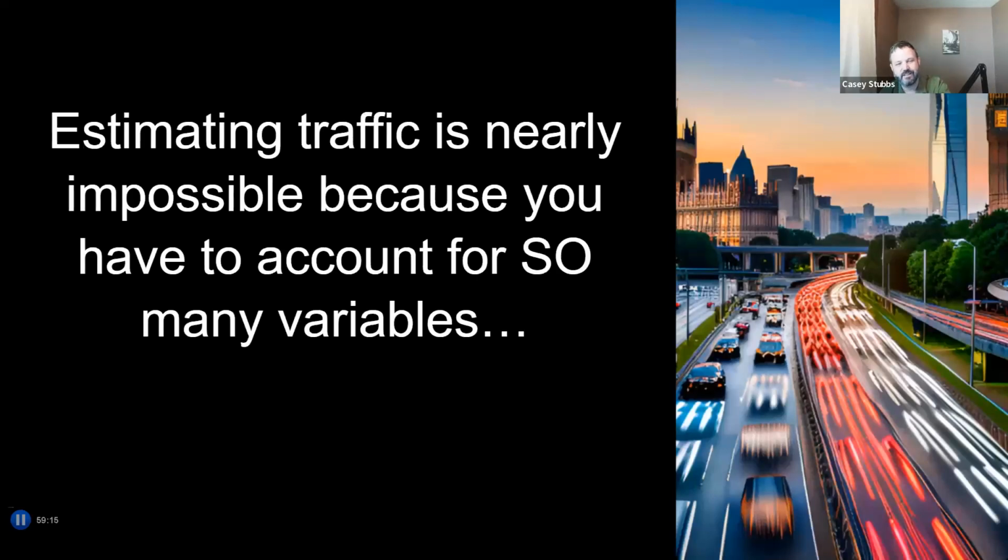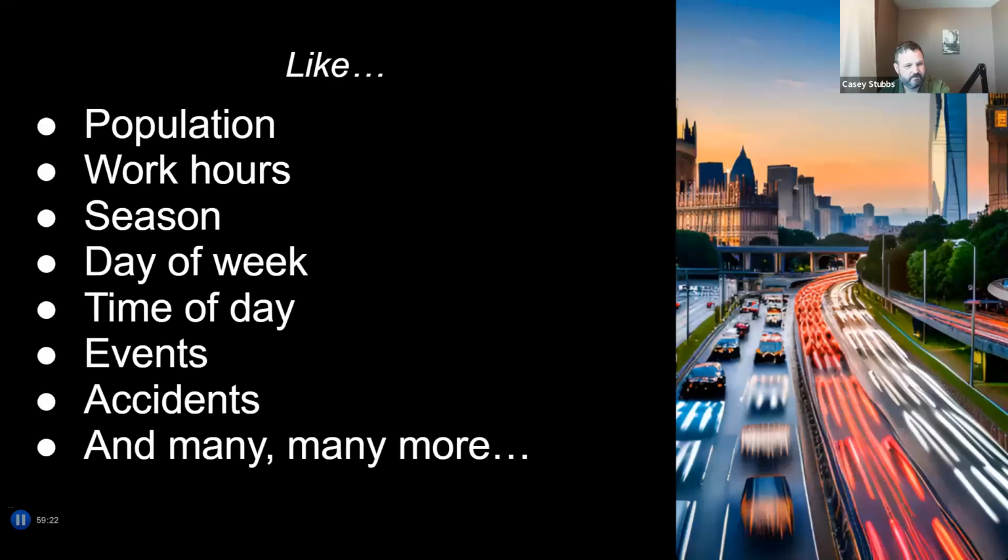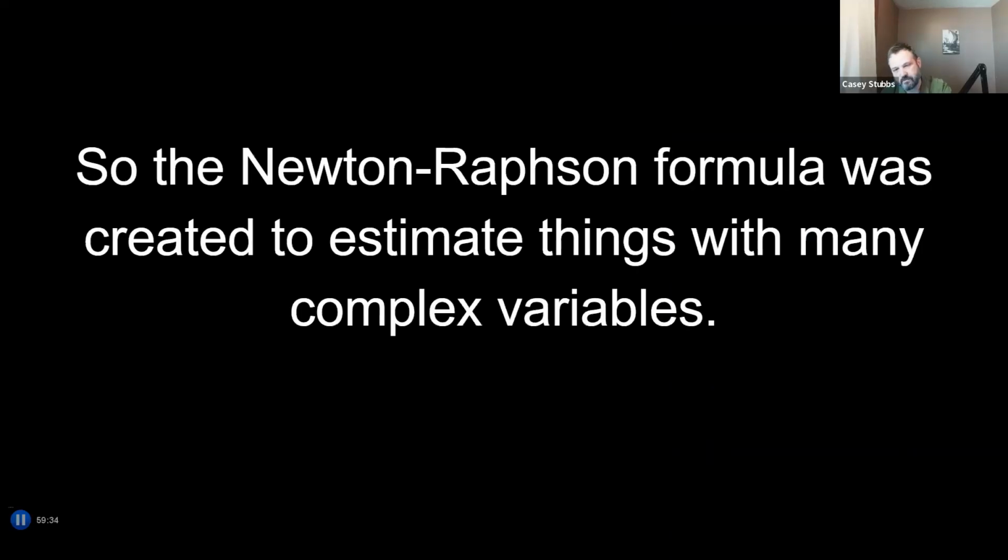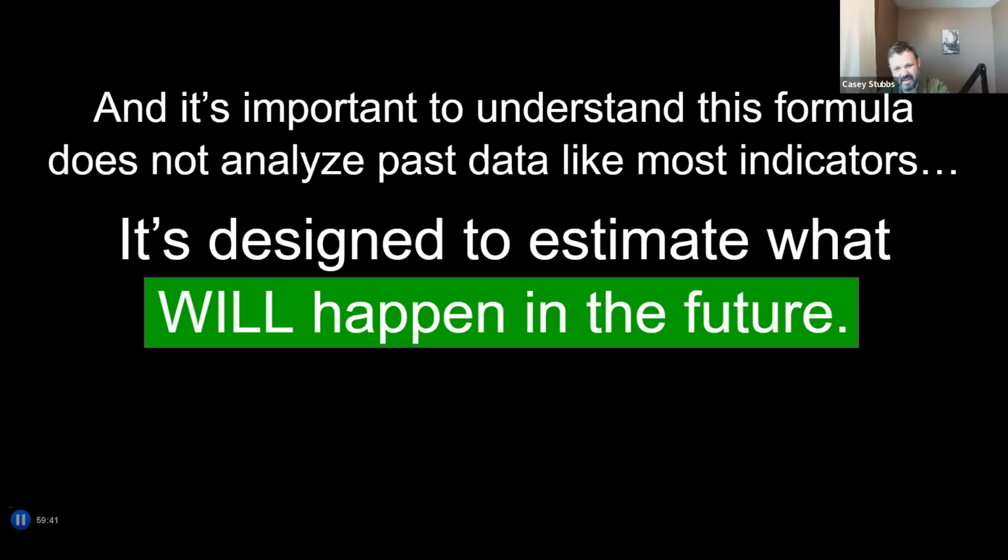Estimating traffic is nearly impossible because you have so many variables, like population, work hours, season, day of the week, time of events, accidents, and many, many more. So the Newton-Raphson formula was created to estimate things with many complex variables. And it's important to understand this formula does not analyze past data like most indicators. It's designed to estimate what will happen in the future.